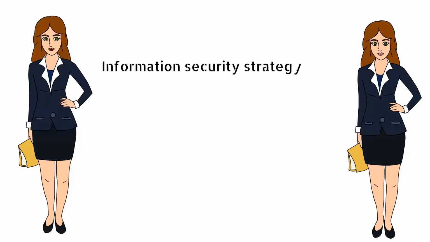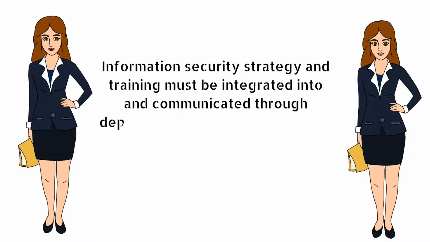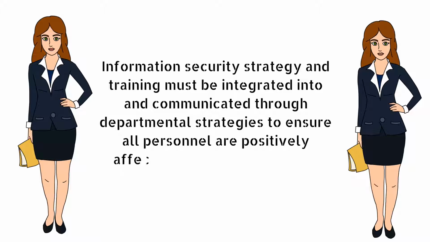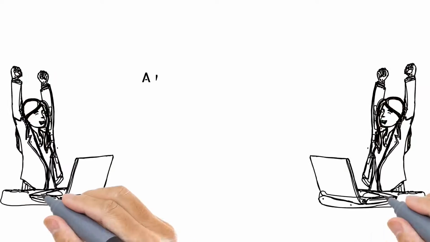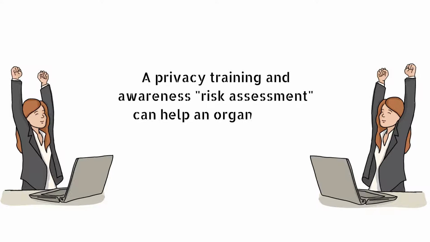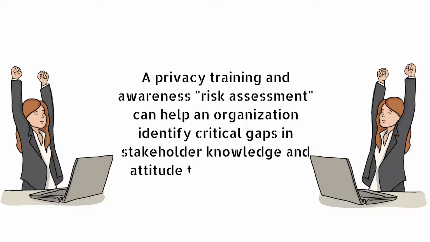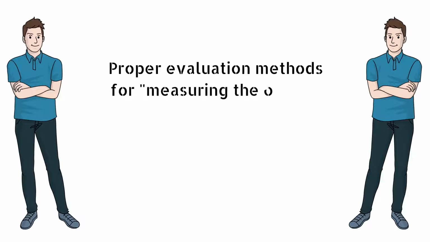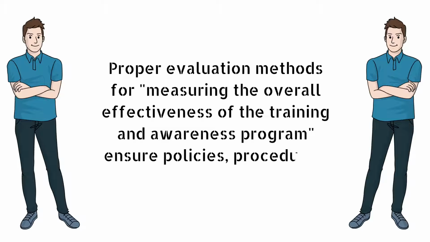Information security strategy and training must be integrated into and communicated through departmental strategies to ensure all personnel are positively affected by the organization's information security plan. A privacy training and awareness risk assessment can help an organization identify critical gaps in stakeholder knowledge and attitude towards security. Proper evaluation methods for measuring the overall effectiveness of the training and awareness program ensure policies, procedures, and training materials remain relevant.